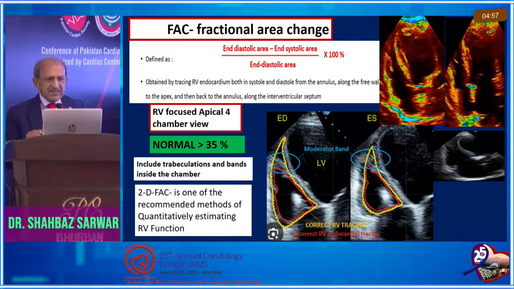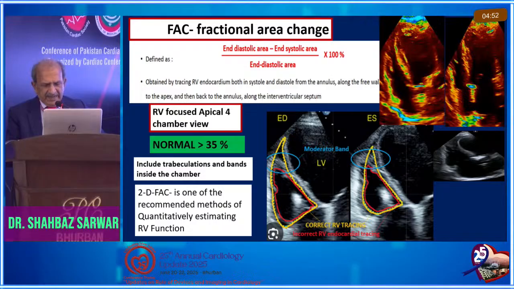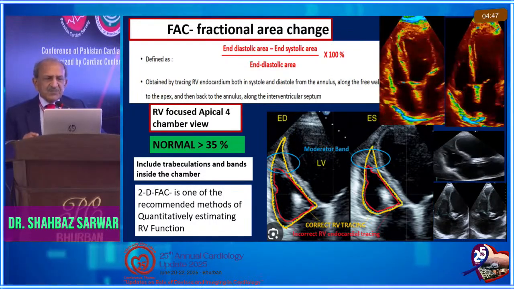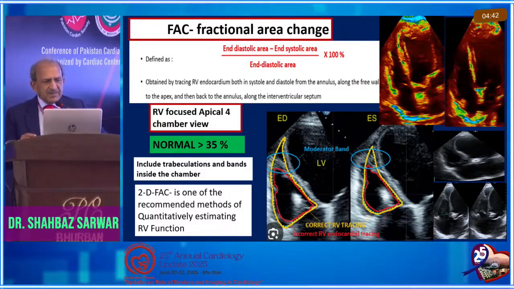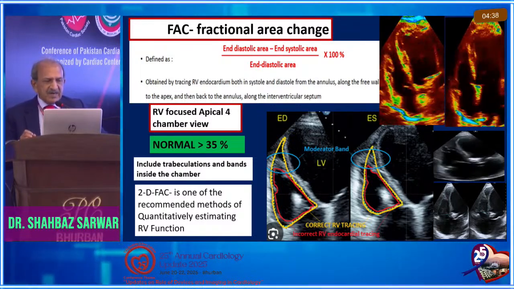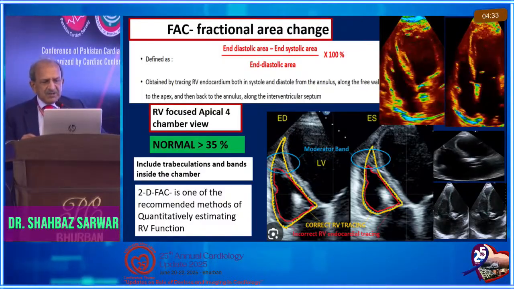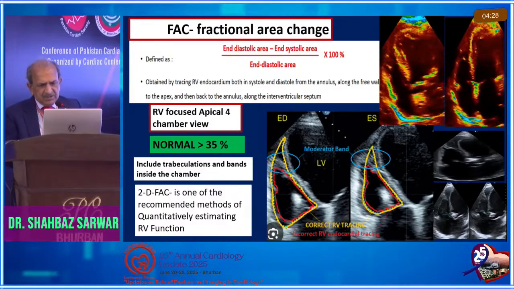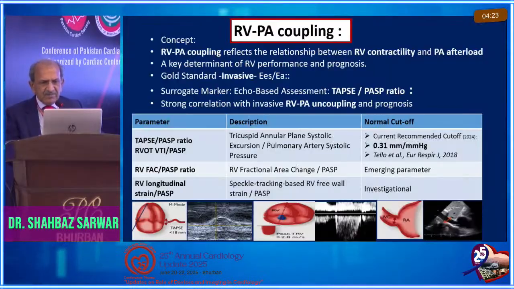Fractional area change is a parameter which should be done routinely by everybody, and we have to do the fractional area change in the RV focus view. Normal is more than 35%, and this is one of the recommended methods of quantitatively estimating RV function. Whenever we are doing it, we have to include the trabeculations and bands inside the chamber. So this is one of the methods which is in the guidelines as well.